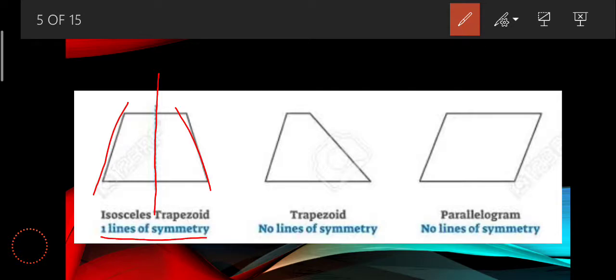Now look at this trapezoid. It is not having any side equal to other. All four sides have different length. So what will happen? You know, this will give you no line of symmetry. Wherever you will try to cut this figure from wherever you want, it won't give you two equal mirror halves.